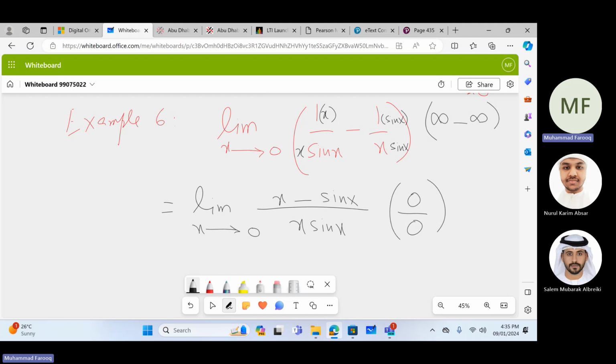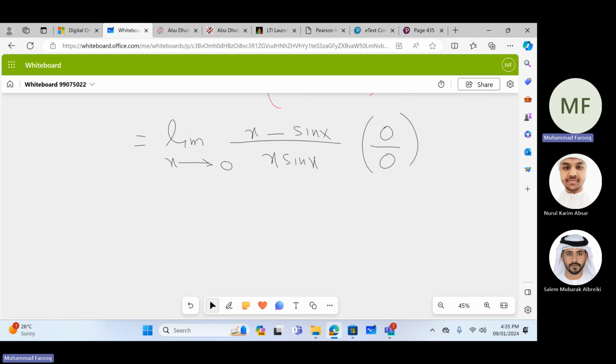Meantime, make sure very clearly what your numerator is: x minus sine x. And denominator? x sine x. Good. Start differentiation of numerator and denominator. Limit x up to 0: the derivative of x minus sine x is 1 minus cosine x, divided by the derivative of the denominator. We use the product rule: sine x plus x cosine x. So we have applied the L'Hopital rule.